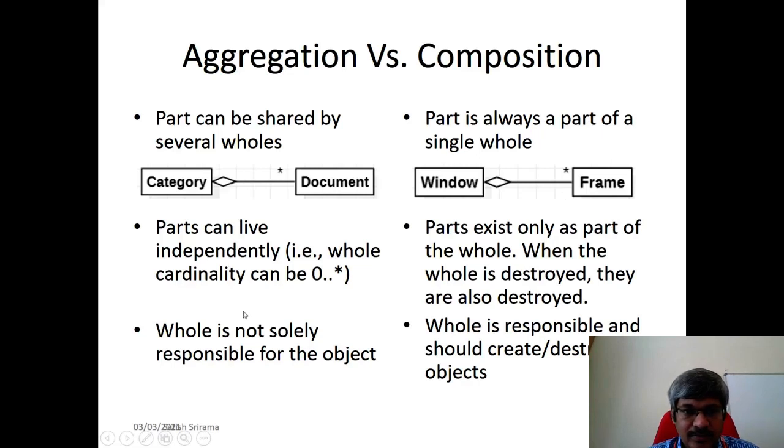Again, if you think in terms of aggregation, the whole is not solely responsible for the object. That's for aggregation. Whereas for composition, the whole is responsible and should create and destroy all these part objects. So this is basically the difference between aggregation and composition.